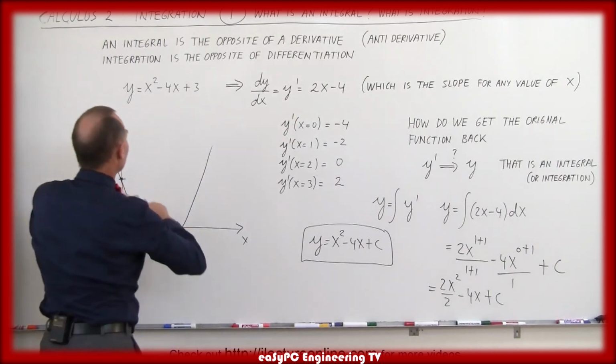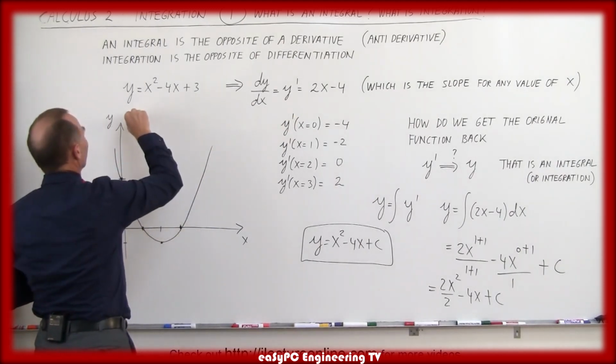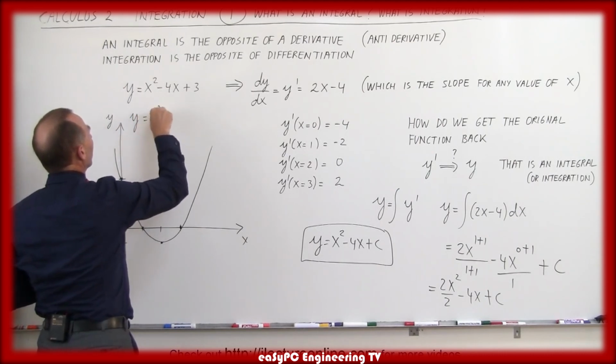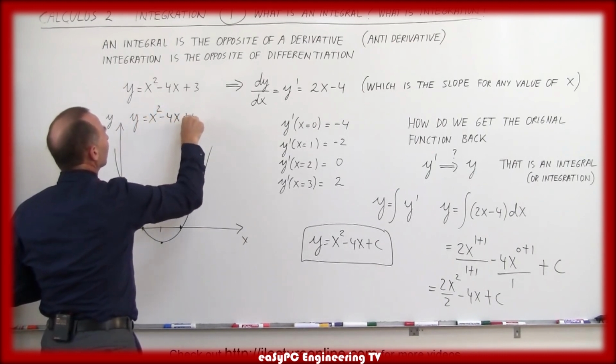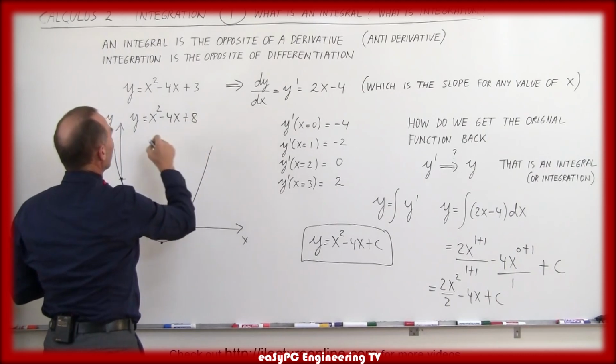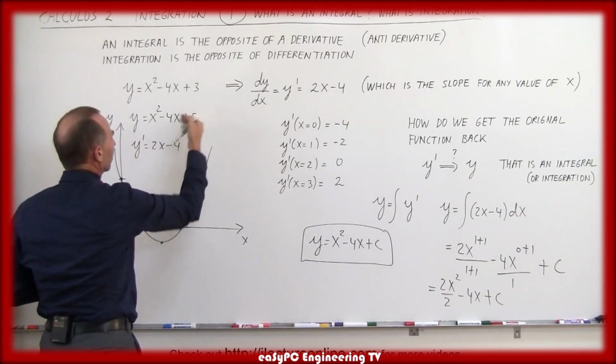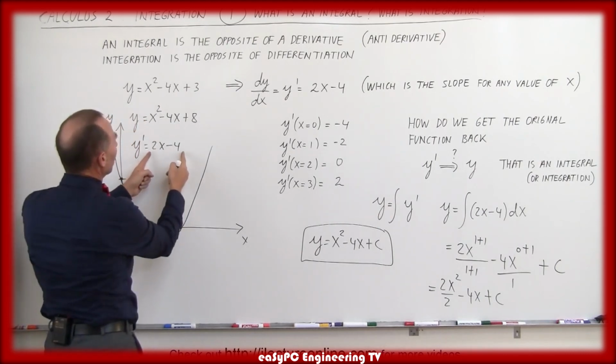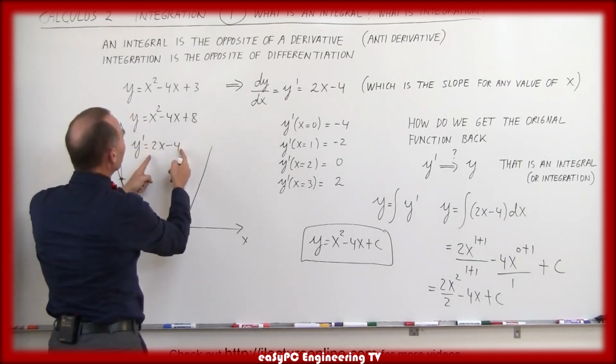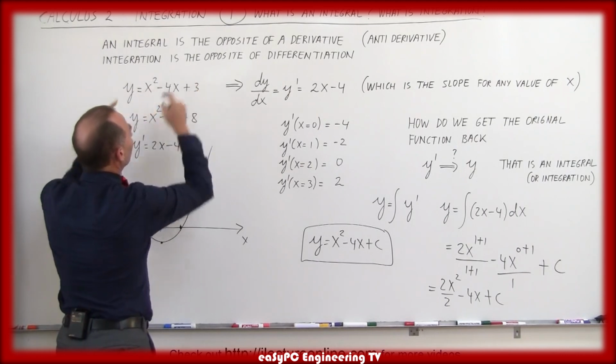Let me show you. Let's say we had another function. Let's say we had the function y is equal to x squared minus 4x plus 8. If we now take the derivative, y prime is equal to 2x minus 4. Again, the constant drops out. Notice that the derivative for this function is exactly the same as the derivative of this function.